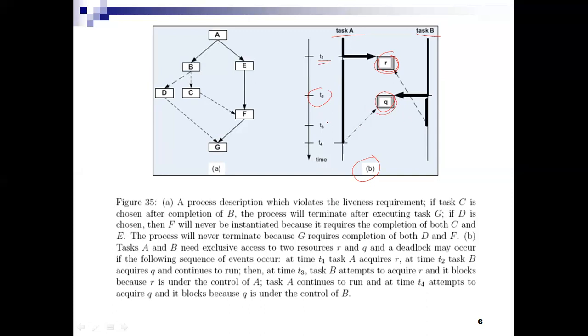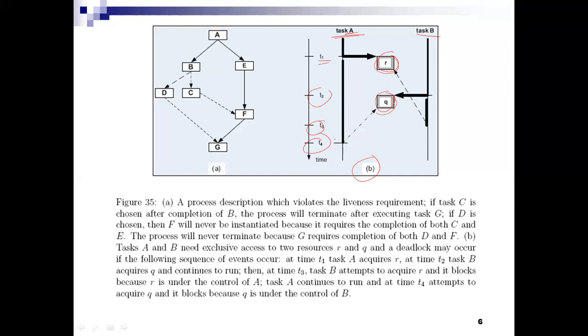Then at time t3, task B attempts to acquire resource R. Listen carefully. At time t3, task B attempts to acquire the resource R, and it blocks because R is under the control of whom? Task A, because it is acquired by task A. Task A continues to run.